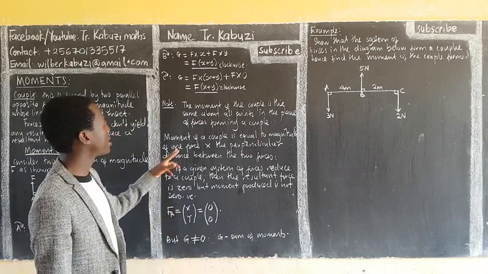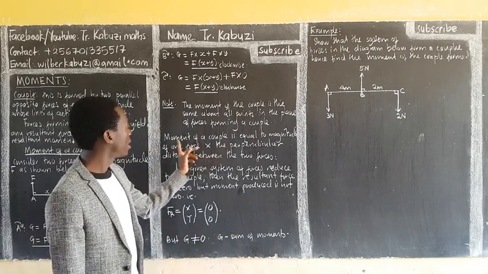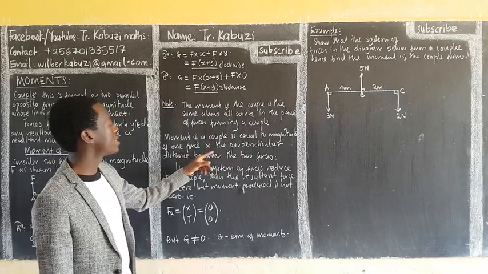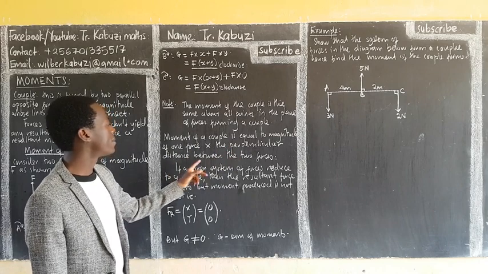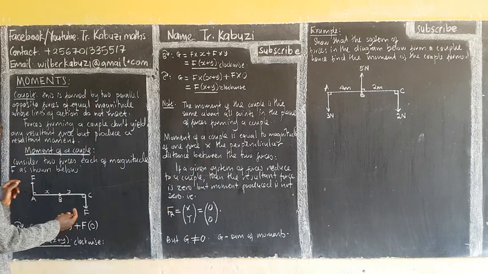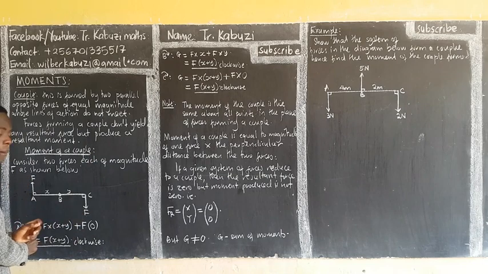Another one is the moment of a couple. The moment of a couple is equal to the magnitude of one force times the perpendicular distance between the two forces. Remember, the forces forming a couple should be equal in magnitude, but they have opposite directions.